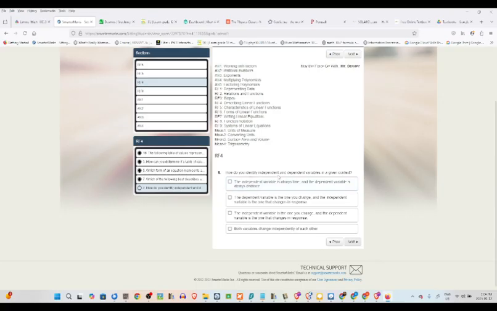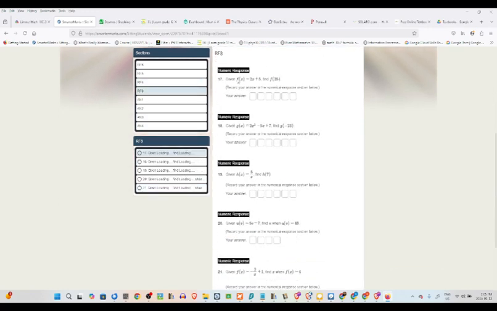So how do we identify independent and dependent variables in a given context? Well, independent is not always time. Dependent is not always distance. The independent one is the one you change. And then the dependent one changes in response. All right, so moving on here.